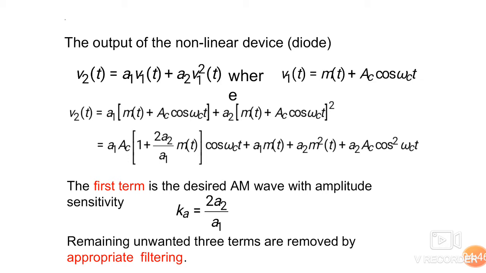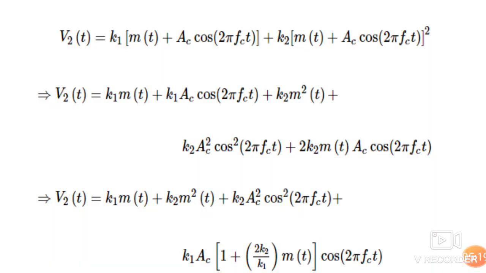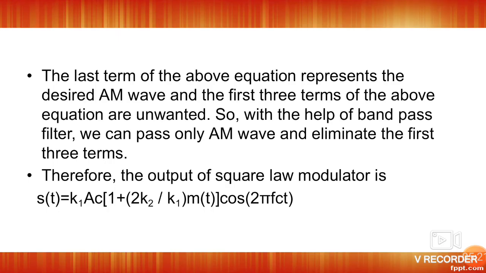So this will be (A2 m(t) + Ac cos 2 omega ct) whole squared. So this can be written as (A + B) whole square, and abbreviating and rearranging the terms, we can get one equation like this: A1 Ac [1 + (2A2/A1) m(t) cos omega ct], A1 m(t) + A2 m square(t) + A2 Ac cos square omega ct. So the term 2A2 by A1 can be written as Ka, where Ka is called the sensitivity or deviation sensitivity.